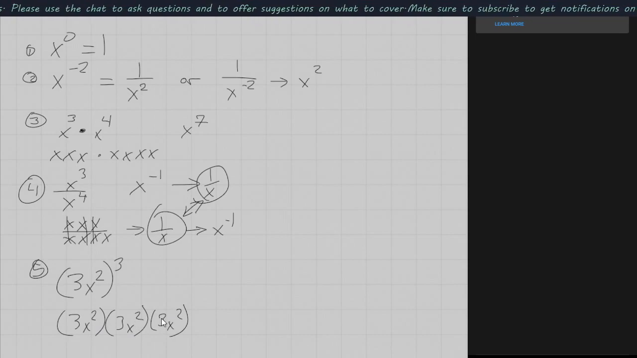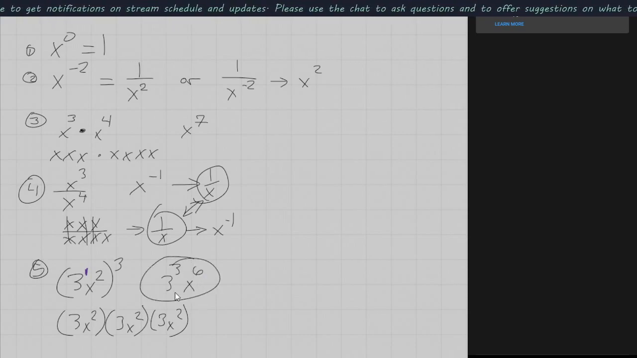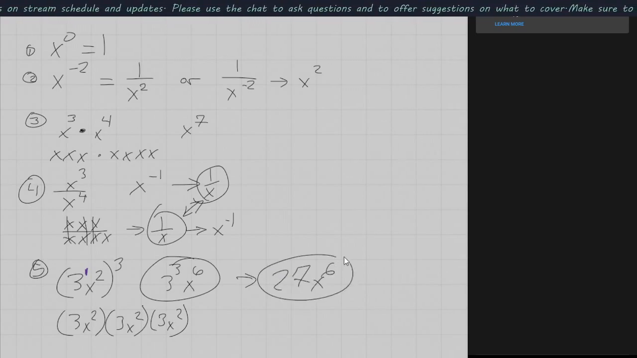So that's like saying 3 times 3 times 3, because right now this has an exponent of 1, so 1 times 3, that's the same thing as saying 3 to the 3rd. And x squared times x squared times x squared, that's like saying 2 plus 2 plus 2, so x to the 6th, so 2 times 3 is 6. So that's how we would get this answer. You may also see it as 27x to the 6th, that would be our answer. That's just a brief summary of what we were doing.